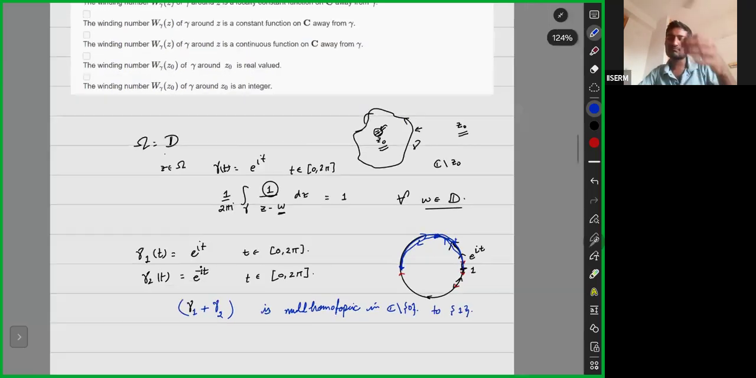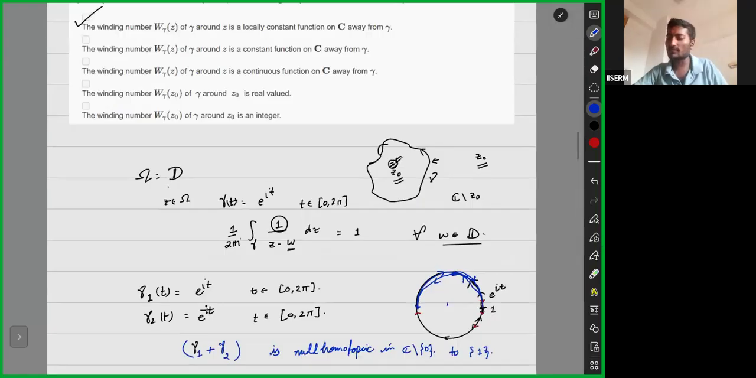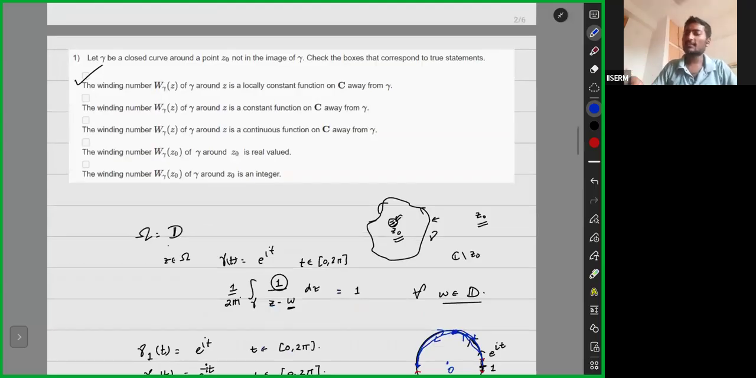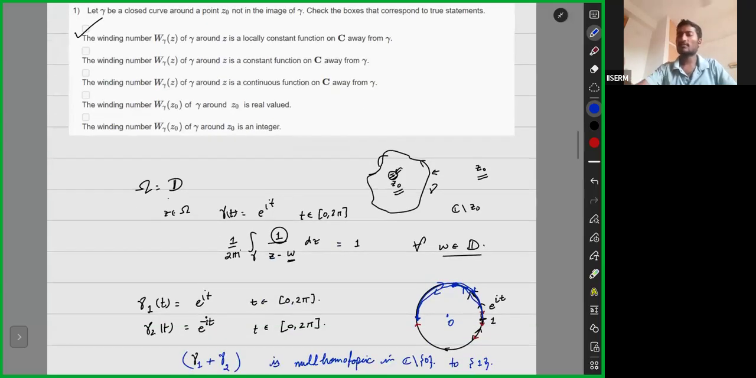This way it can happen that the winding number is 0 for a curve which looks like it is winding, but it is not actually winding. So that depends on homotopy. But yes, this is correct that it is not constant always. For example, for the unit circle, for interior points the winding number is 1, and for exterior points, meaning points away from the curve gamma, the winding number is 0. This is incorrect.